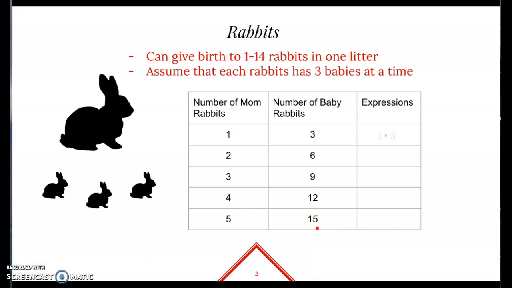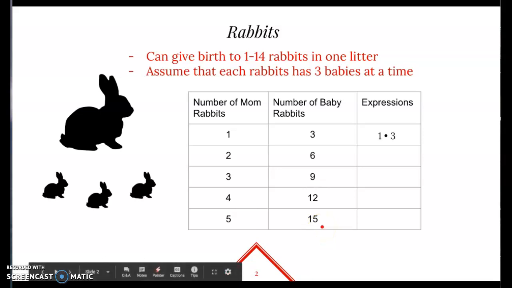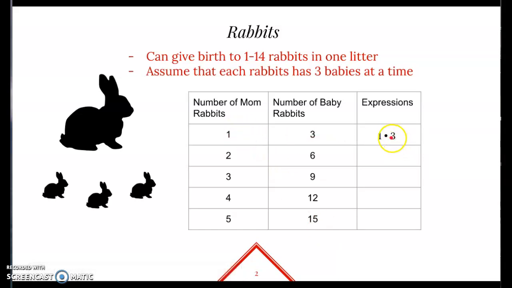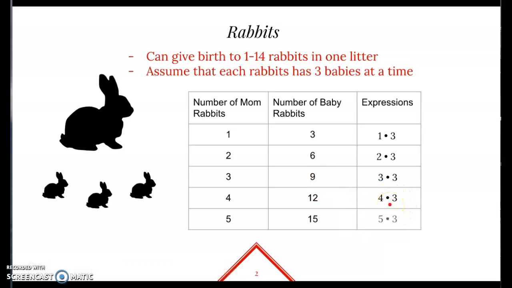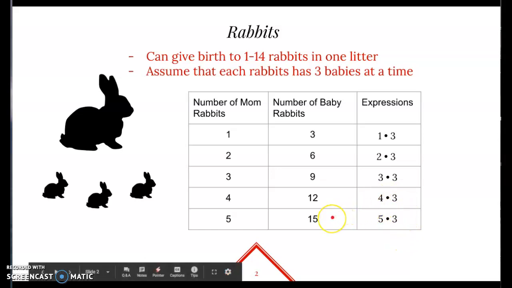Now a way to show that is with multiplication. We have 1 rabbit who gives birth to 3, and that gives us a product of 3. We have 2 rabbits who are each giving birth to 3, and that gives us a product of 6. 3 rabbits each giving birth to 3 gives us a product of 9. And 4 rabbits are each giving birth to 3. That's a product of 12. And lastly, if we have 5 rabbits who are each giving birth to 3, we have 15.